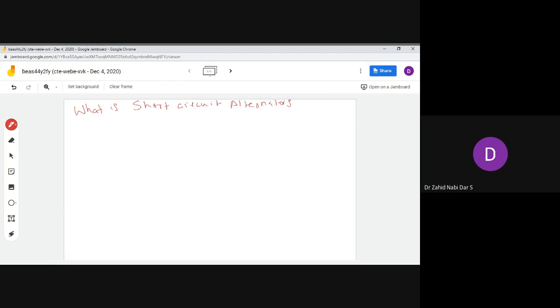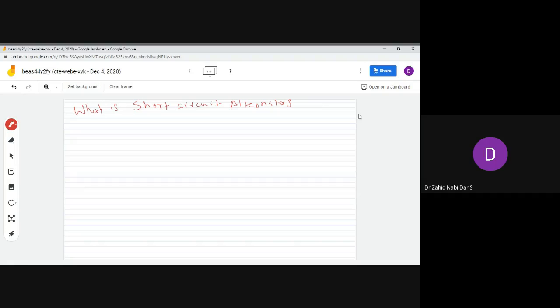So I'll be defining, with three phase, and explaining what is short circuit ratio in alternators, and explain the factors.